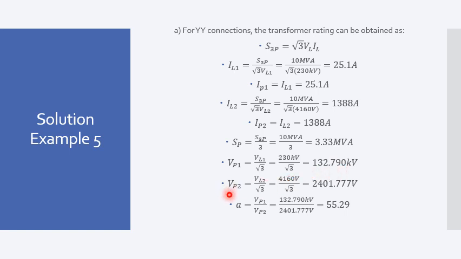And for the secondary side phase voltage, V line at the secondary side is 4160 divided by √3, which is 2401.777 volt. So the turn ratio is VP1 over VP2 equal to 55.29.